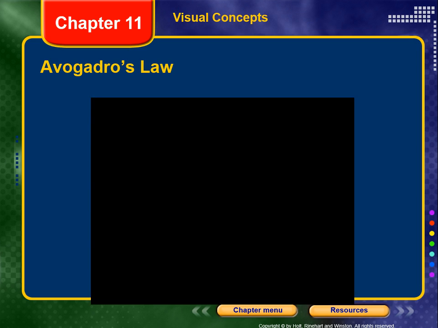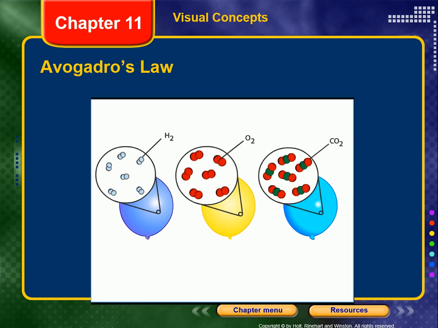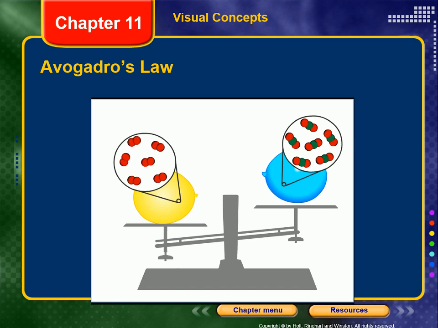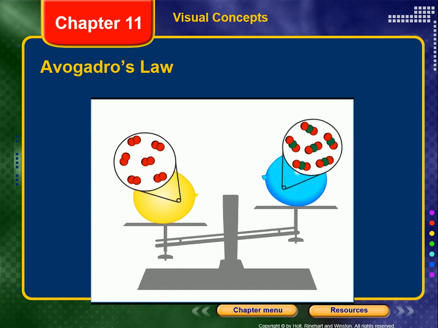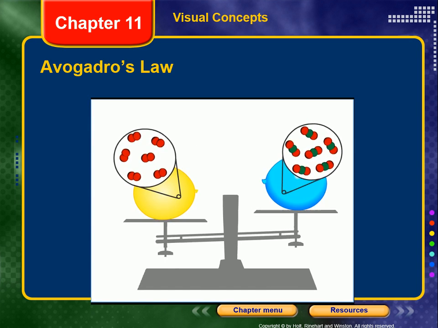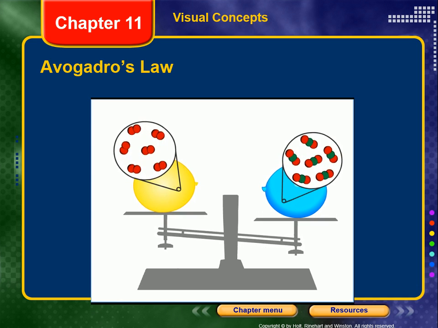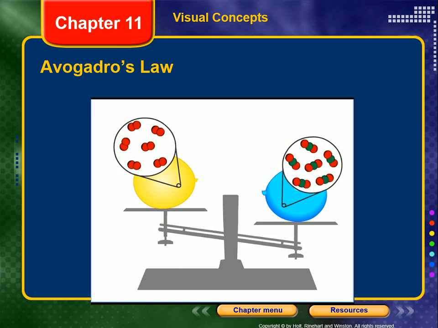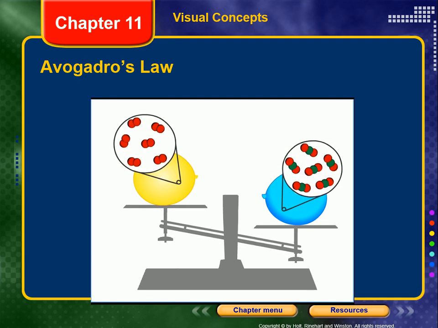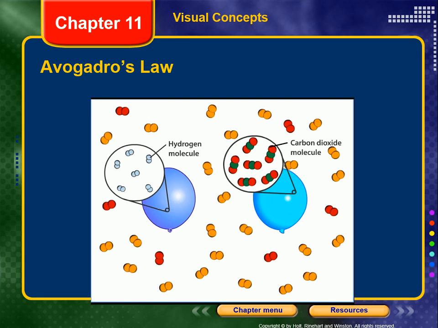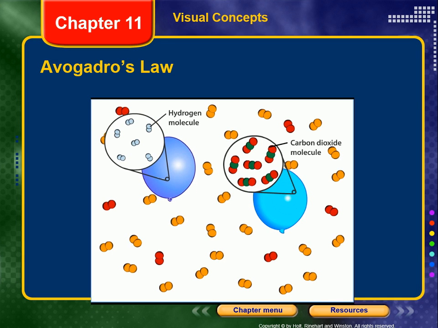If we filled balloons with the same volume of different gases, they would all contain equal numbers of molecules. But if we weighed each balloon, we would find that they did not have the same mass. We have the same number of molecules in each balloon, but the mass of the molecules in one balloon differs from the mass of the molecules in the other balloon. This is why in air, a balloon filled with hydrogen or helium rises, and a balloon filled with carbon dioxide sinks.